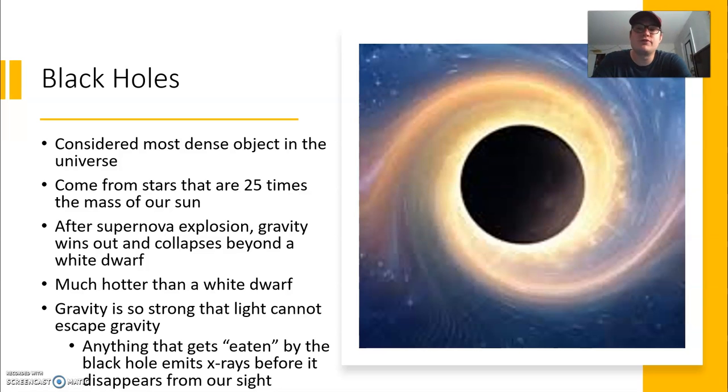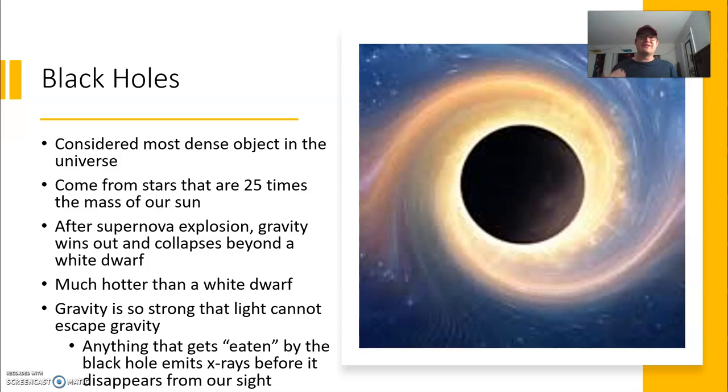Now let's talk about black holes. These are considered to be the densest objects in our universe. They come from stars that are 25 times the mass of our sun. So these are going to be very, very large stars. After a supernova explosion, gravity wins out and collapses beyond a white dwarf. So it collapses on top of itself.